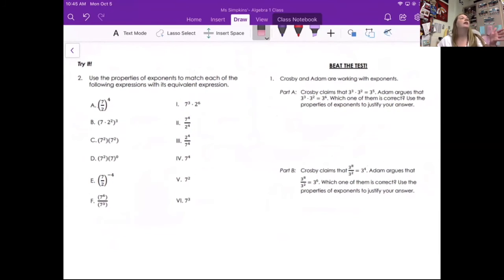So what I would like you to do over the next, we'll say like 4 or 5-ish minutes, is I want you to answer the try it question and the beat the test question. So the try it question is matching. You can use lines to match if you want to do that. You can write the right letter next to the right number. So the left-hand column matches one of the answers in the right-hand column. You do not have to solve all the way for a number. You can use one of the properties to be able to match the ones in the left-hand column to the right-hand column. And then you can answer those two parts on beat the test.